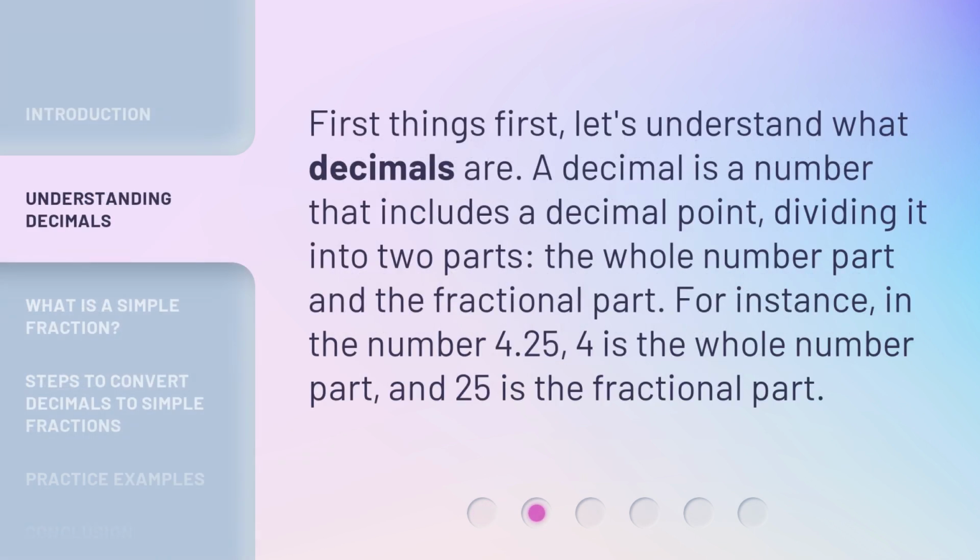First things first, let's understand what decimals are. A decimal is a number that includes a decimal point, dividing it into two parts: the whole number part and the fractional part. For instance, in the number 4.25, 4 is the whole number part, and 25 is the fractional part.